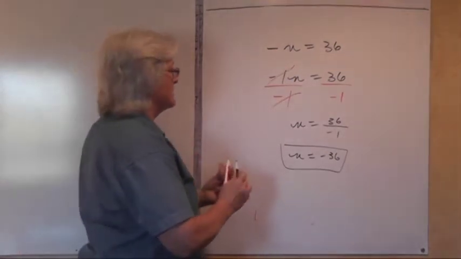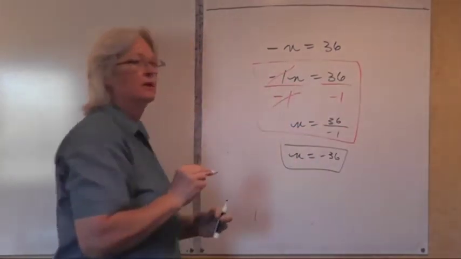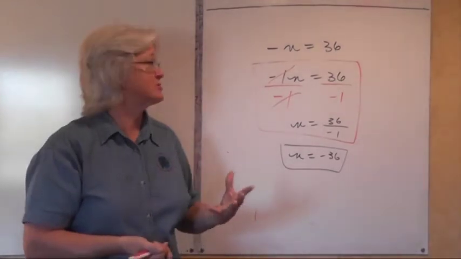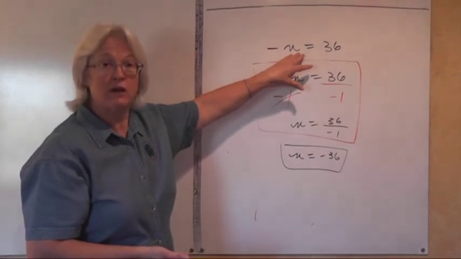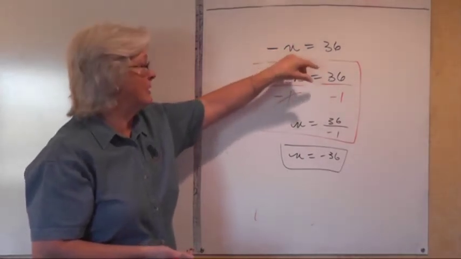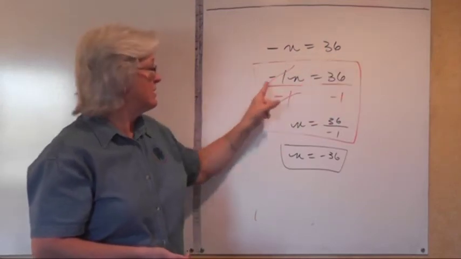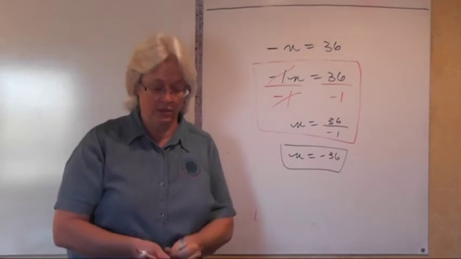I'm not married to this idea here of writing a negative 1 in front of the n, and probably that's because I've done this for so many, many years. When I see a negative sign in front of just a variable by itself, I automatically know that the solution changes signs. This will help you to be able to track exactly what you're doing.